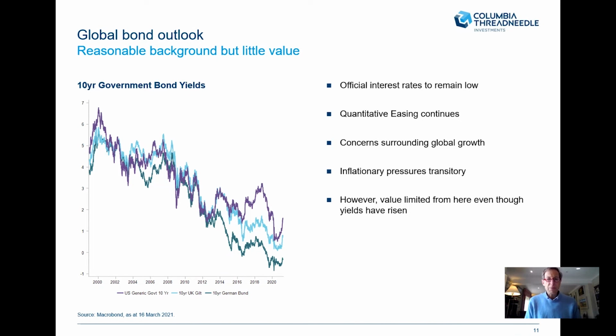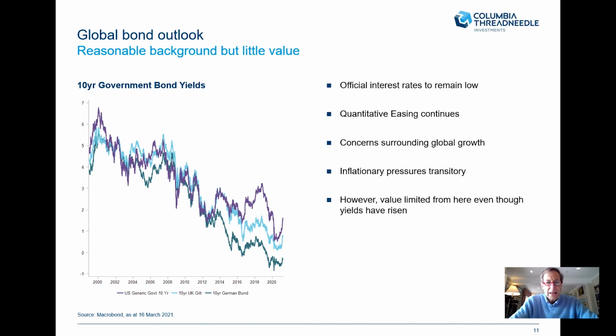But our problem with bonds is that there isn't really much value overall, despite the fact that the outlook looks perfectly reasonable. And these are the 10-year government bond yields in the US, the UK, and Germany down at the bottom, a negative yield. So as a result, we find bonds a less attractive area without doubt than equities. But having said that, within bonds, we can see areas of opportunity.